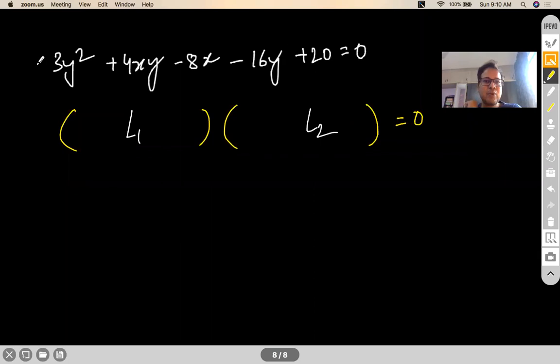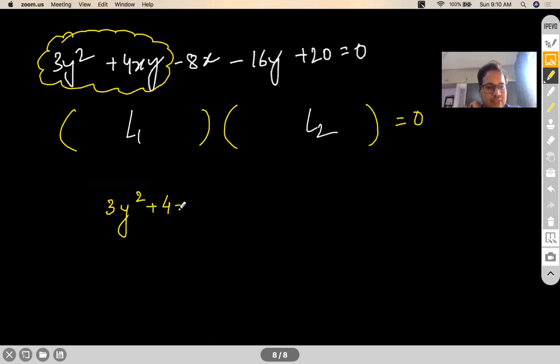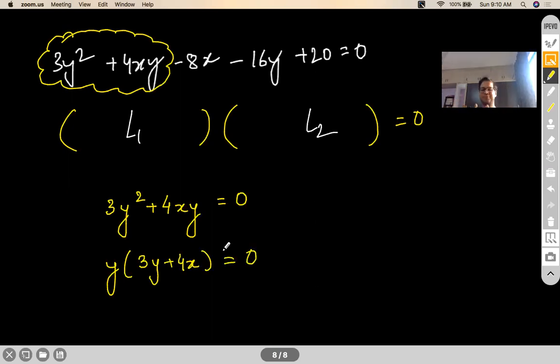So the process is step number one, you identify the second degree terms in this equation. You identify these terms, okay? So these are the second degree terms in this equation, okay? And do a simple factorization of this. So if I factorize this, I'll get y and 3y plus 4x equal to 0. Am I right? Okay. So this basically tells you that one of the factors contains a y and other factor actually contains 3y plus 4x.